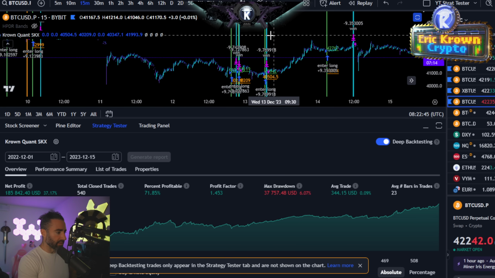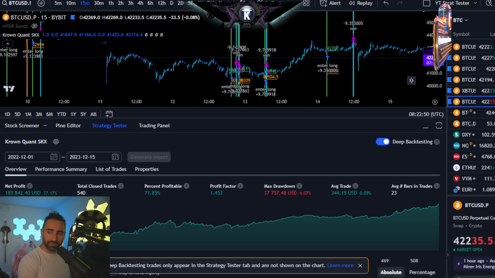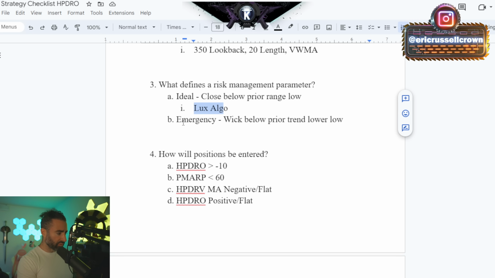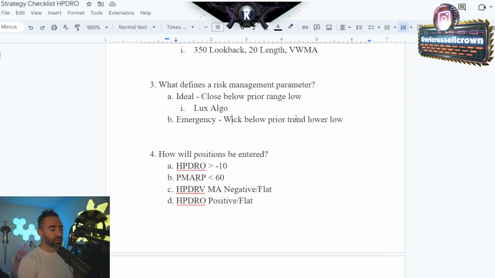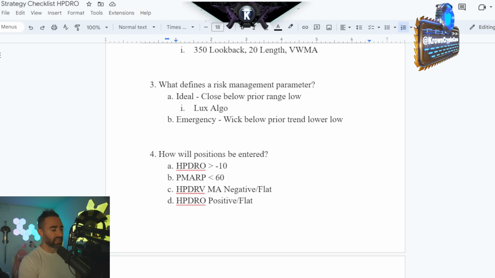It is an in-house built one for the skeleton key. Can't even say my words today, but yes. Anyways, in this case, we also have an emergency condition as well. Just if there's a wick below the prior trend lower low, so like very, very low, then out as well.